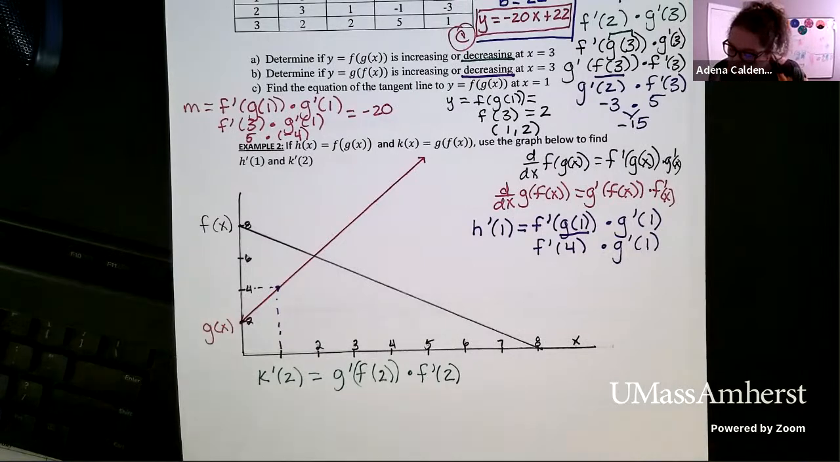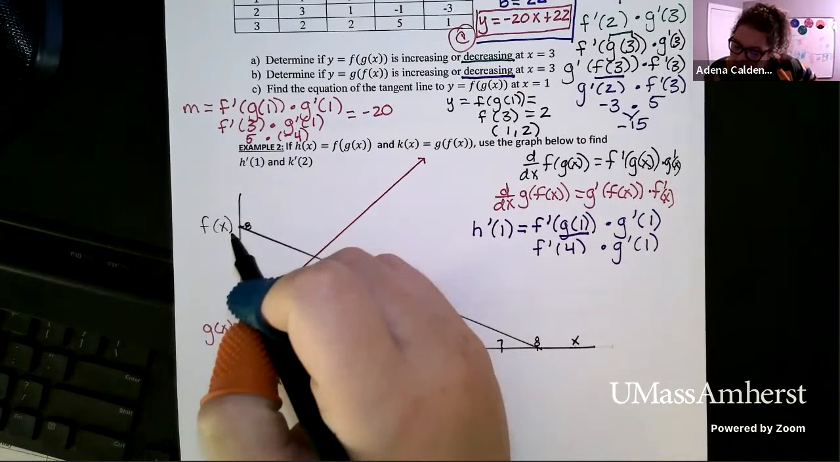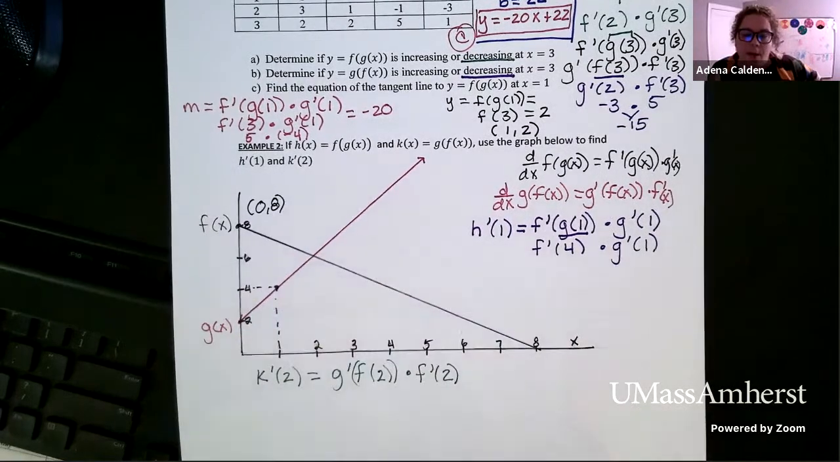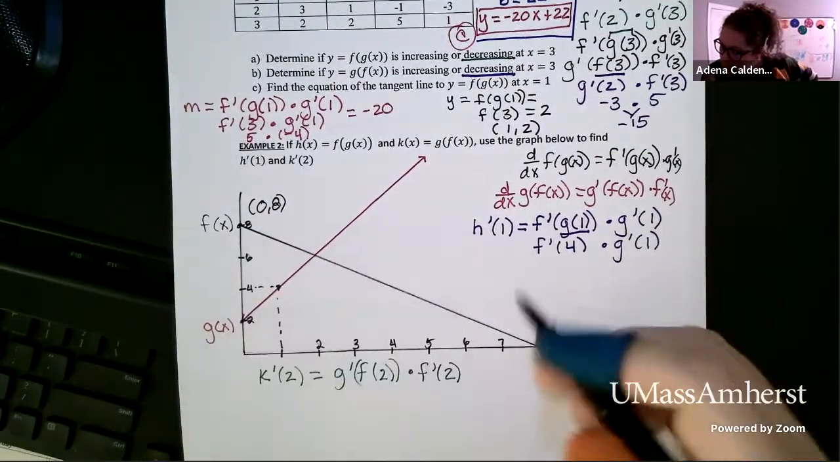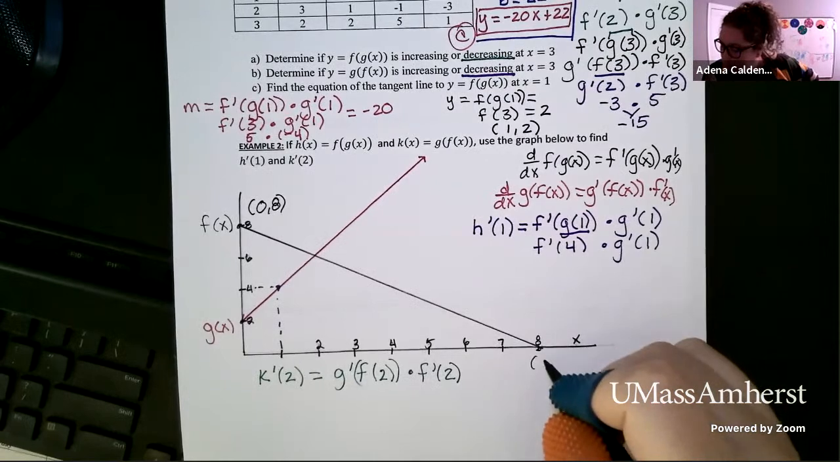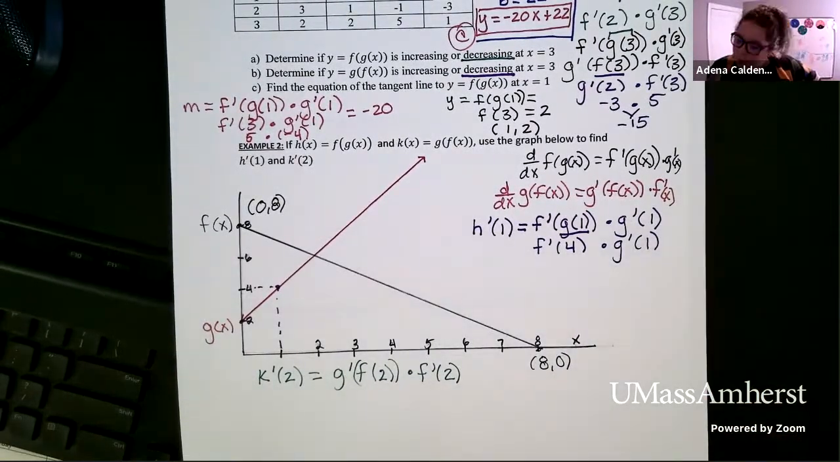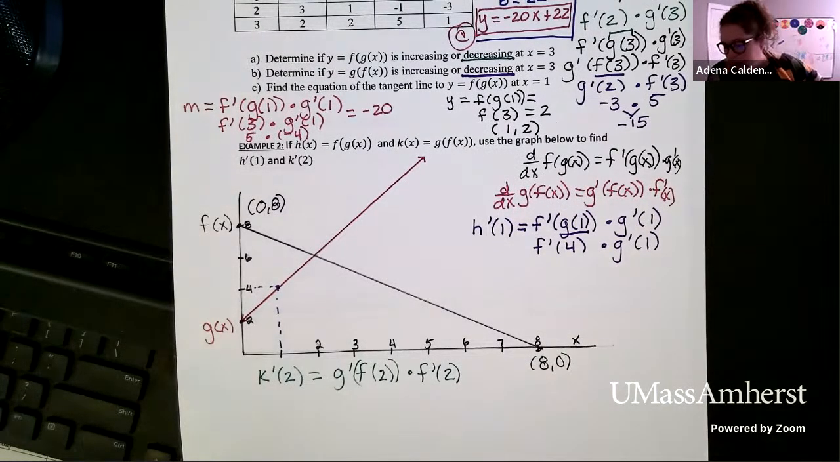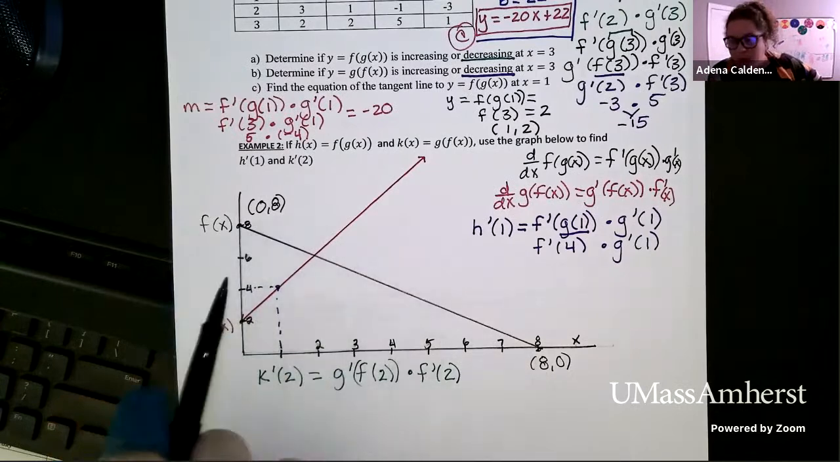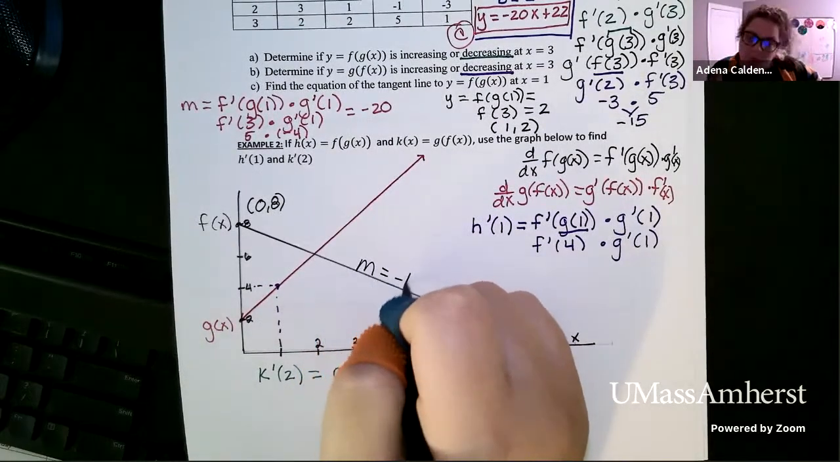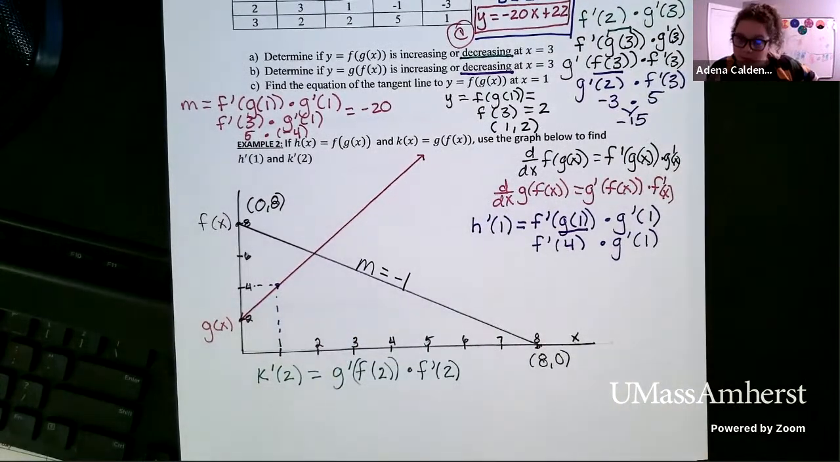So let's look at the f function first. Here we can see that this crosses through the point (0, 8) up here, and also very conveniently (8, 0). So if we wanted to find the slope of this line and we did the change in y over the change in x, we would have 8 divided by -8, which means the slope of this line is -1.